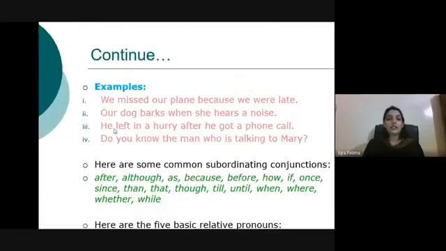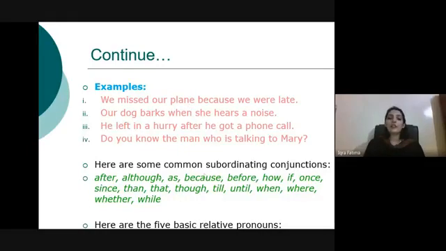Now you can see here the example. We missed our plane because we were late. We missed our plane, independent clause; because we were late, dependent clause joined with a subordinating conjunction. A dog barks when she hears a noise. A dog barks is an independent clause. When she hears a noise is a dependent clause joined by a relative pronoun.